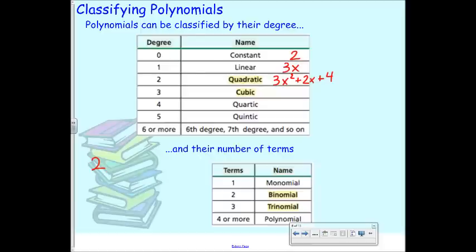Is this a monomial, binomial, trinomial, or polynomial? Polynomial. What about this one? Trinomial. What about this one? Monomial. And this one? Constant or monomial. It's just one term.